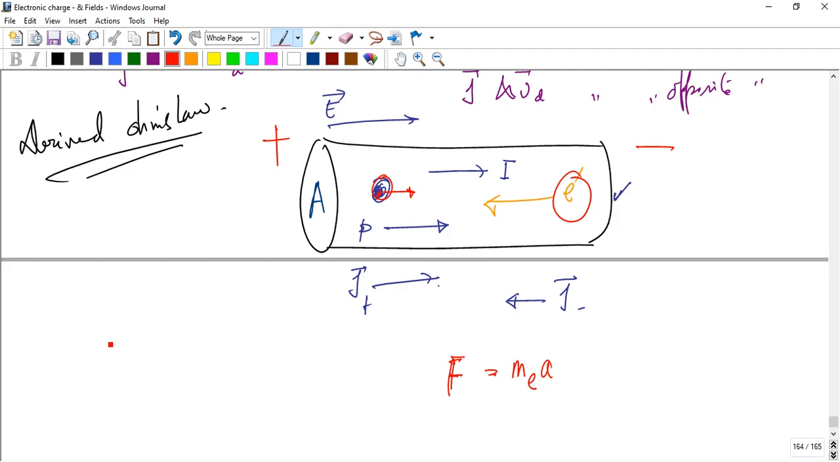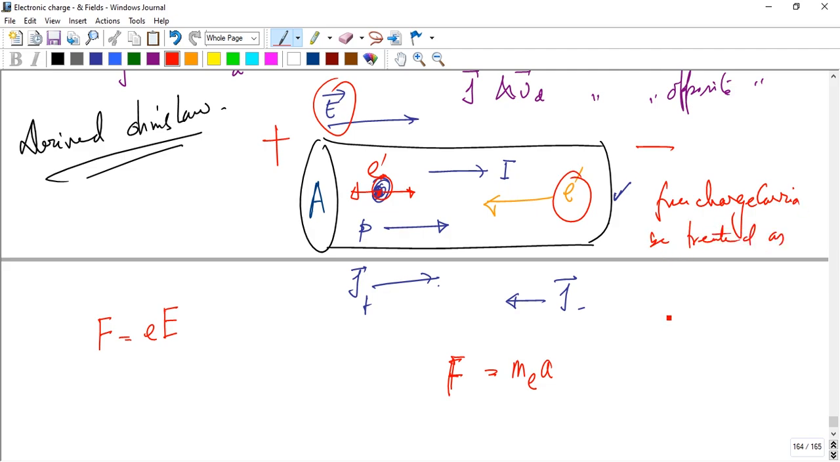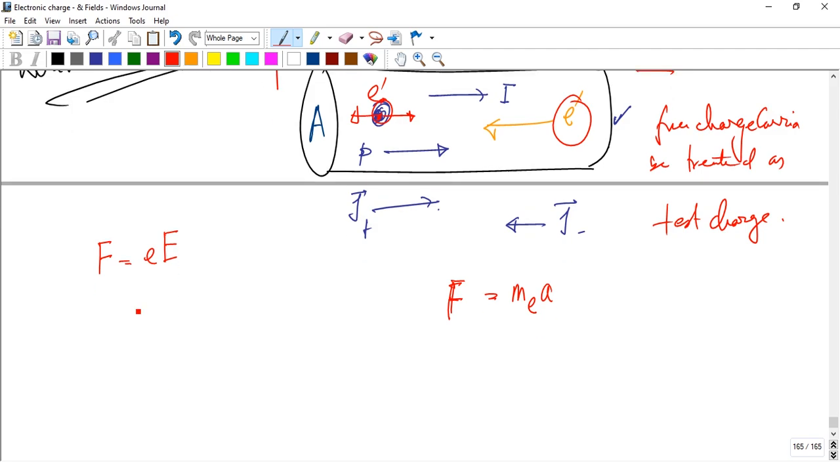Now from Coulomb's law and the electric field, F equals the charge times E. The free charge carrier, the electron, can be treated as a test charge, so the force is qE. And there is Vd, the drift speed or drift velocity.